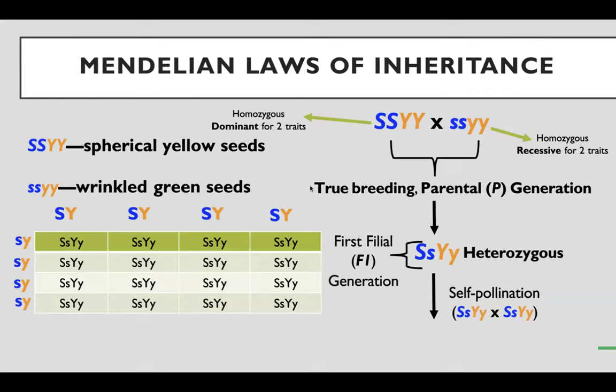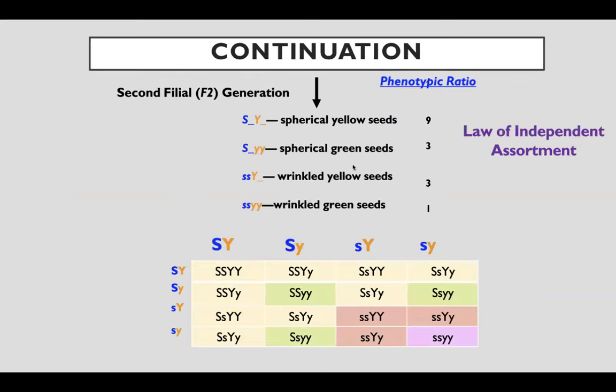So in this case, similar to the monohybrid cross, you have a homozygous dominant for two traits parent and a homozygous recessive for two traits parent. Then all the children will be heterozygous for both traits. And then when the heterozygous children self-pollinate, you have what's known as a 9 to 3 to 3 to 1 ratio. What this means, you have 9 children that are spherical and yellow.